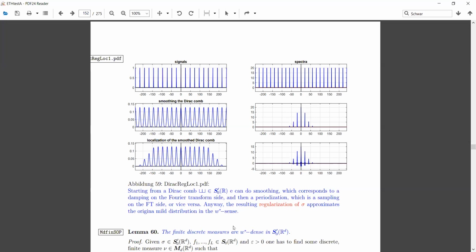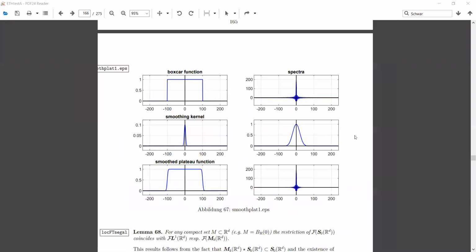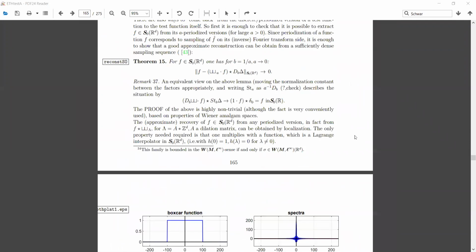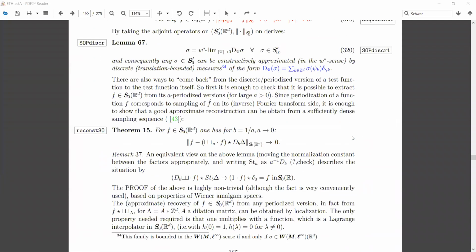Okay, let me take a quick look. Yeah, there's another thing which I would like to discuss next a little bit. That's the approximation of elements from the nice world, so from S0, by discrete objects. And so it is very natural, and it arises as a natural question.